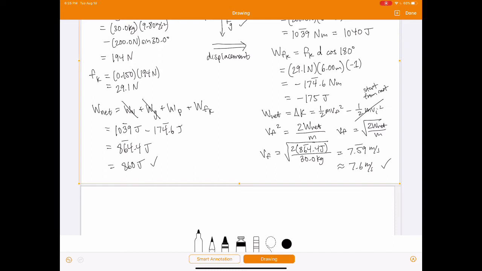Okay, so this was kind of a complicated problem, a lot of stuff going on, but hopefully you see how we can use the work energy theorem to make predictions about how things move.